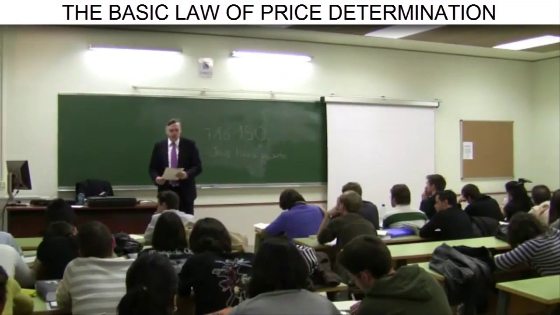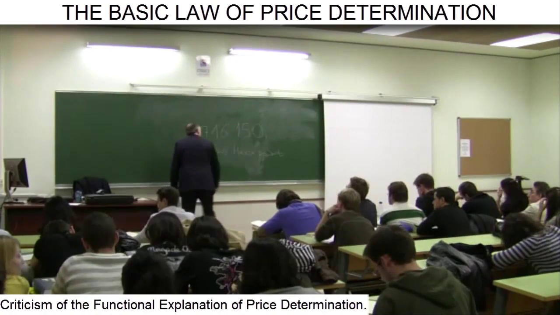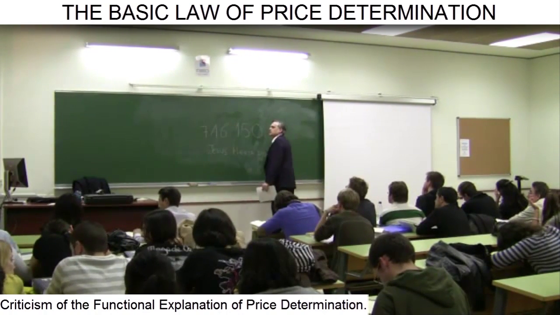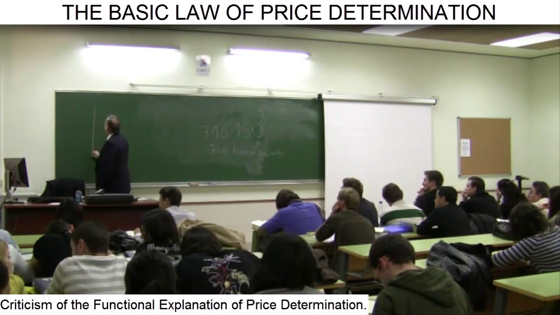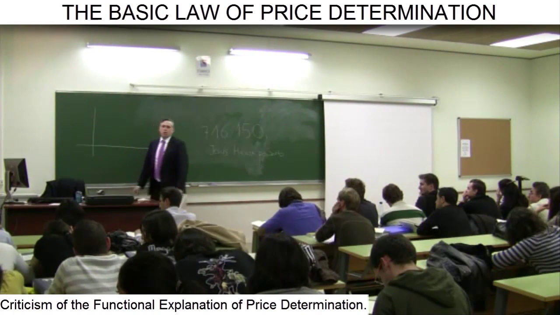Now for the last essential idea. Economists usually explain price determination as follows. They say, let us suppose there is a demand curve. Here we measure the price, and here the quantity.